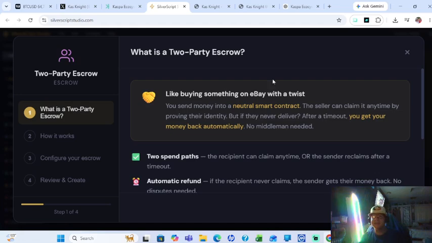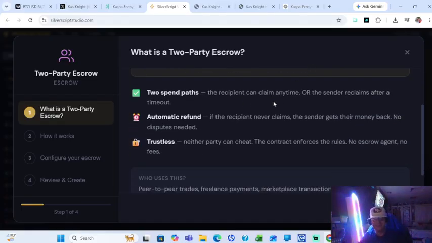No middleman needed. The bank doesn't need to be open. The app doesn't have to not be having a glitch. Maybe the DApp can have a glitch, whatever, that's not the point. You don't have to trust people. There are two spend paths: the recipient can claim anytime, or the sender reclaims after the timeout. Automatic refund, like we said. Trustless, neither party can cheat. That's the big part. The contract enforces the rules. There's no escrow agent, no fees.